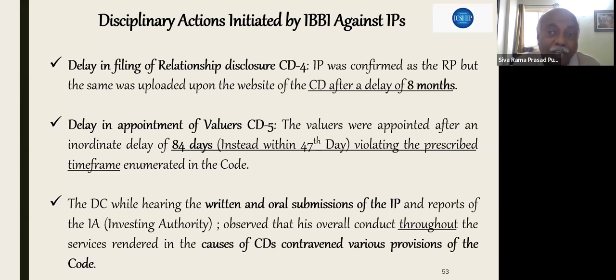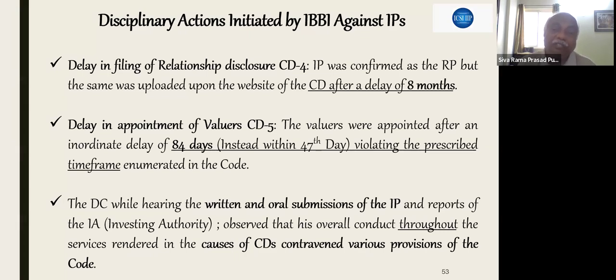Delay in appointing the valuers, CD5. The valuers were appointed after an inordinate delay of 84 days. Why 84 days? As per the regulation, it should be within the 47th day. Why has it taken almost double? Because he has other professions also. That's why he delayed, violating the prescribed time framework enumerated in the Code.